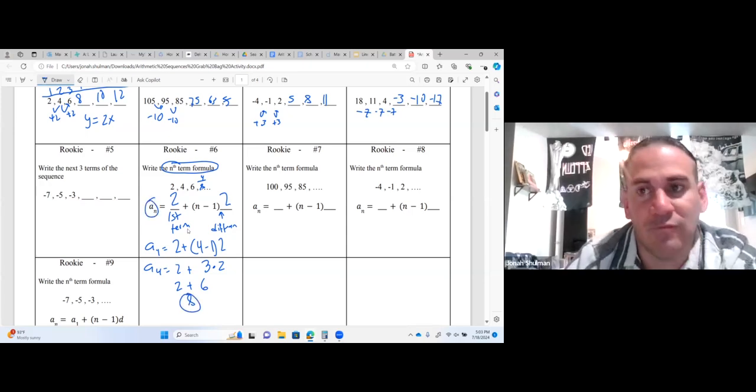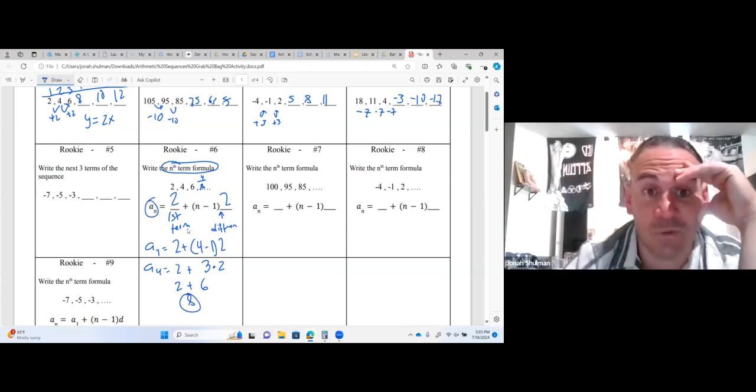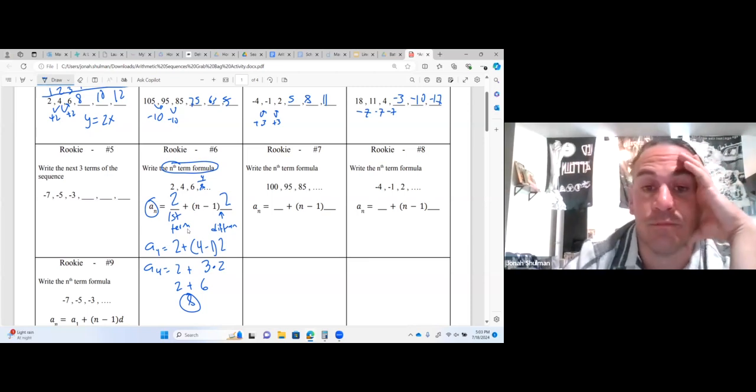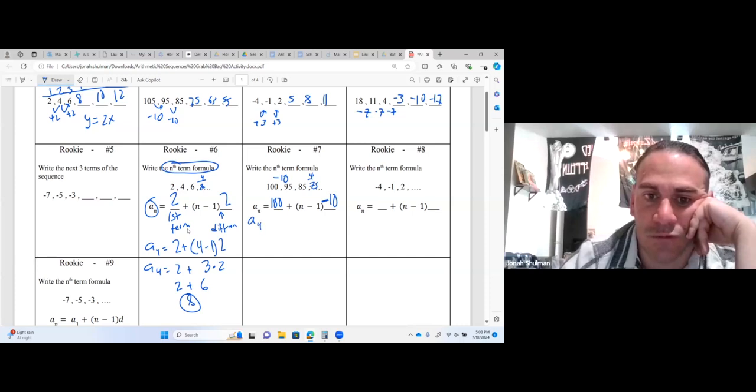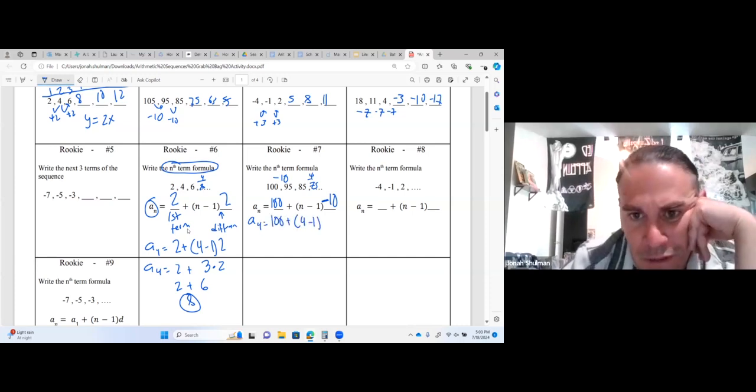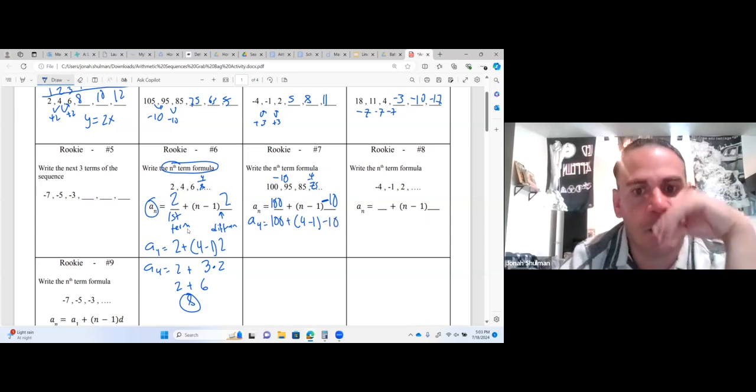So this is how you can get, if they ask you for like the 50th term, guess what? You put a 50 here, we're good to go. All right, so this one, we have 100. And we want n minus 1, and this one we're minusing 10 every time. So our difference is a negative 10. So let's say we want the fourth term, which we know is 75. So we want a subscript 4. So that's 100 plus 4 minus 1 times a negative 10, right?